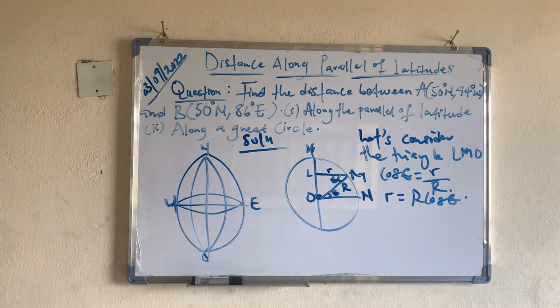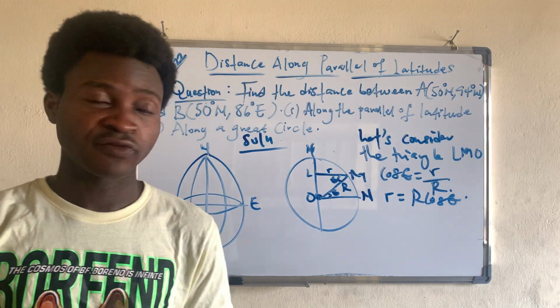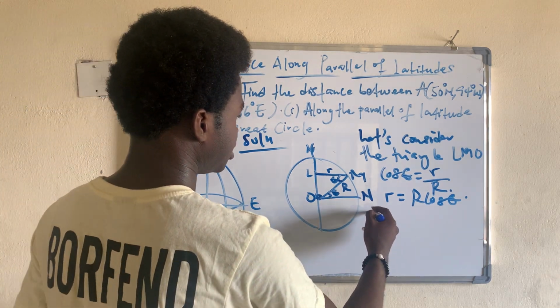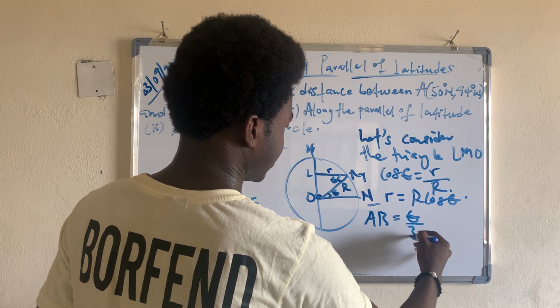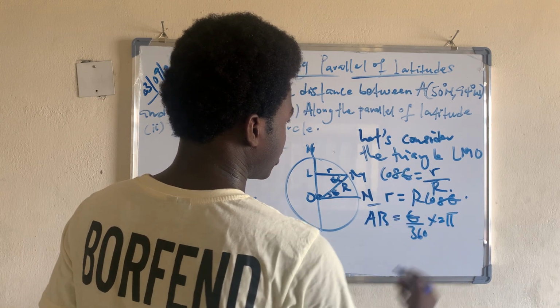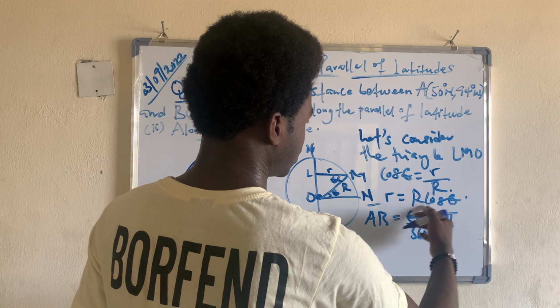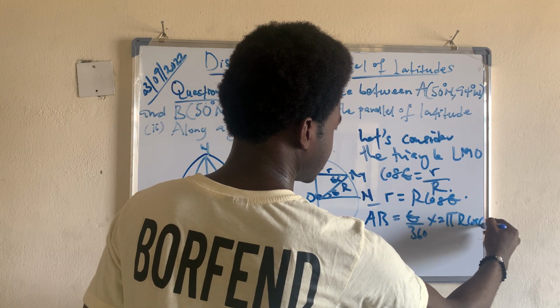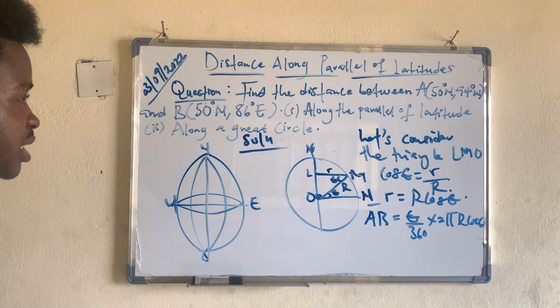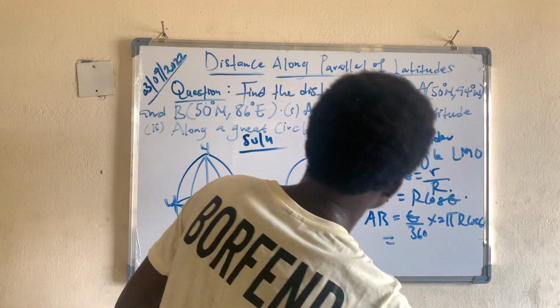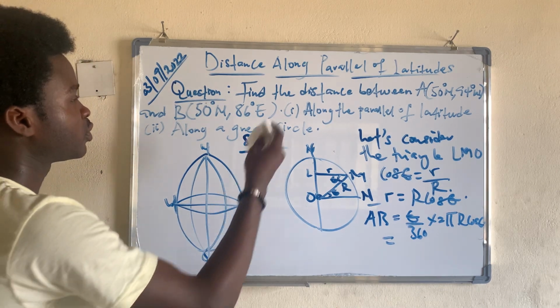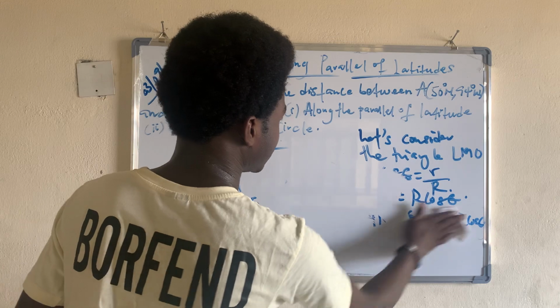So we will apply this formula when we want to find the radius of parallel lines, the distance along parallels of latitude. We know that the distance AB, suppose you have two points A and B, is theta over 360 times 2 pi r. So now it will be times 2 pi R cos theta in this case. This is the formula that we will use in calculating distance along parallels of latitude. Very good. Now we can take this question.